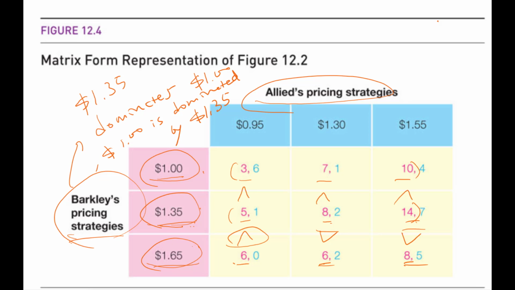So here, the takeaway is to know the definition of a dominated strategy, right? And what strategy dominates another one. Only when one strategy for a player dominates all the other strategies, then that strategy is called a dominant strategy, which is very hard to find. And then we can do the same thing for Allied.